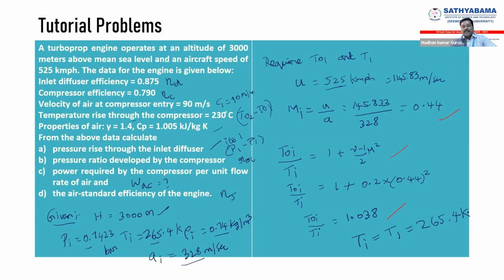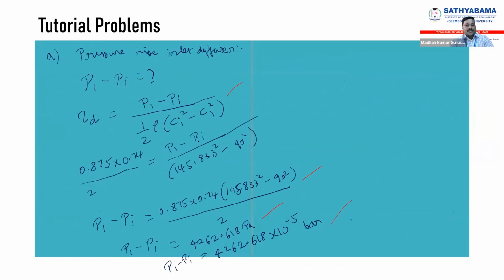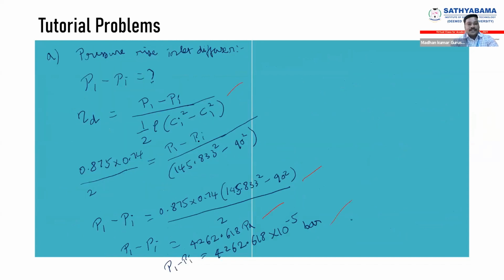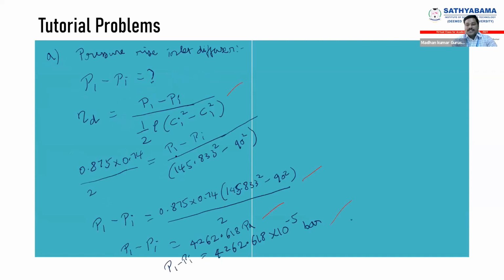compressor, and then we have this T1 value. Now from this T1 value, we are going to estimate the equation here, because you know the velocity, right? So velocity of the compressor. What is the velocity of air at the compressor entry? It was C1, right? So here it is not C2, it is C1 square by 2 Cp, and for this T1 is already found out.